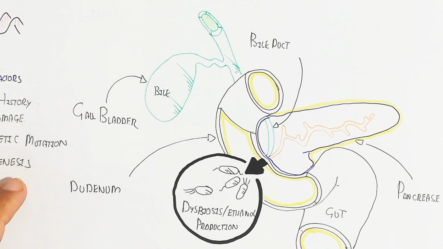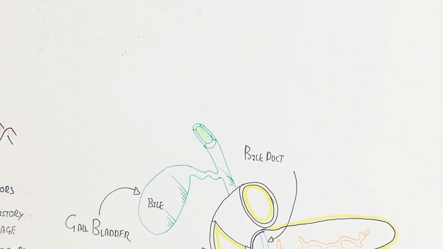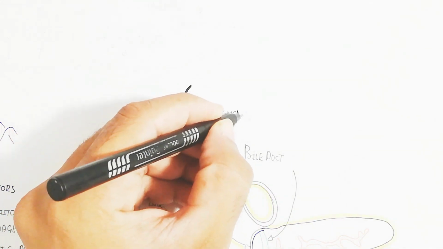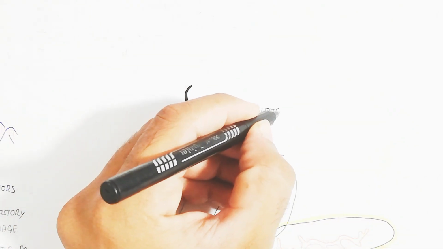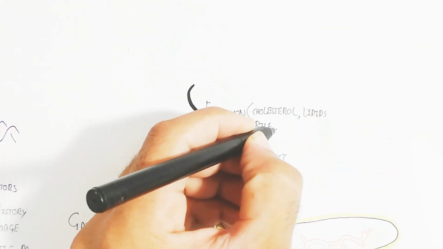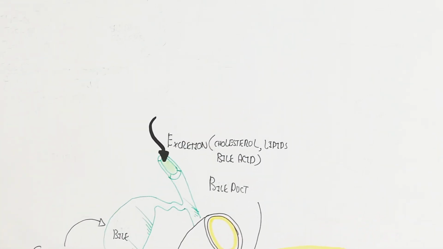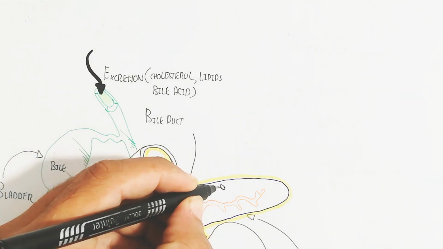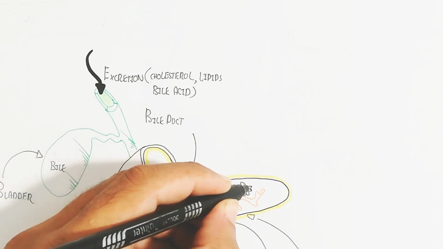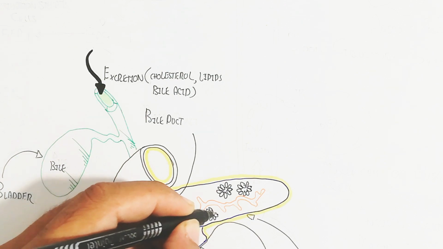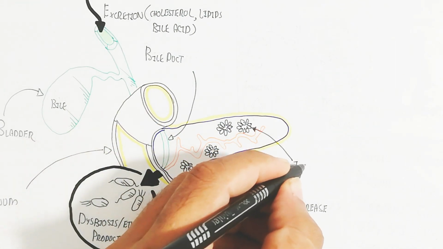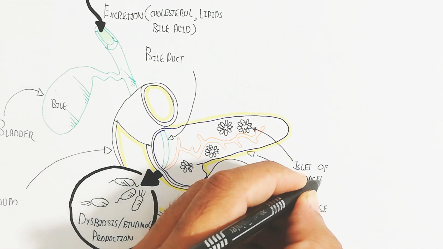This is dysbiosis, ethanol production from bacteria through the microbiome. This is the duodenum, and this is the excretion of cholesterol, lipid, and bile acid, which is also part of the breakdown of RBCs that leads to bilirubin excretion. And this is the islet of Langerhans, containing beta, alpha, and delta cells. Beta cells are important for the production of insulin. So this is the whole pancreas.